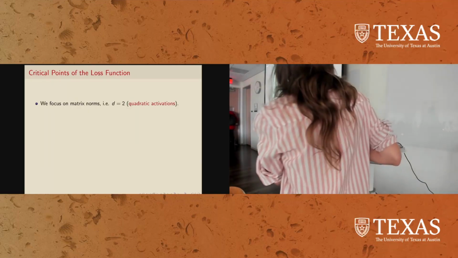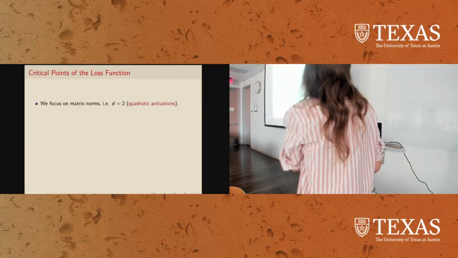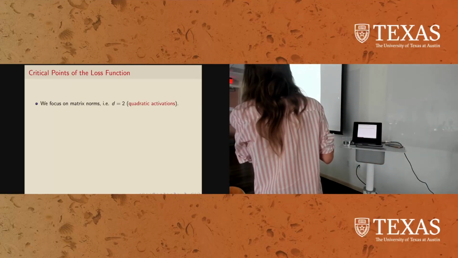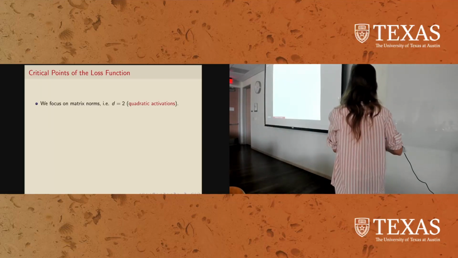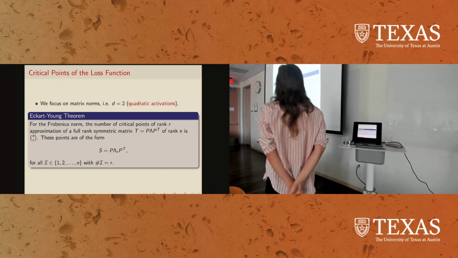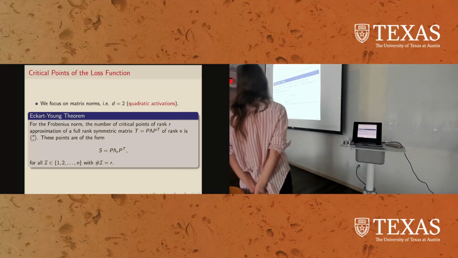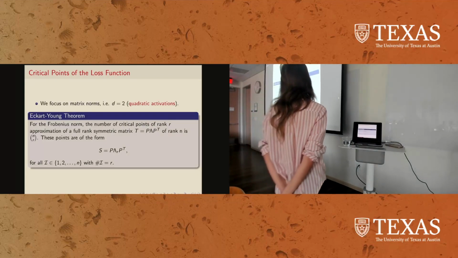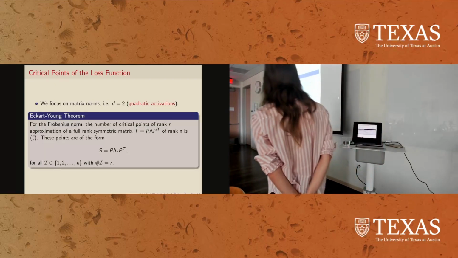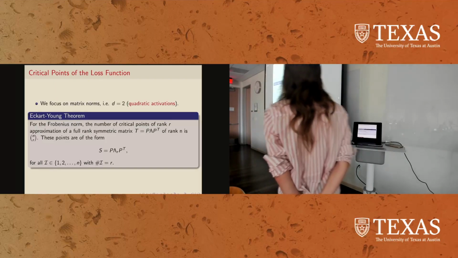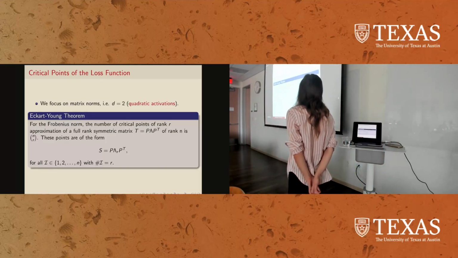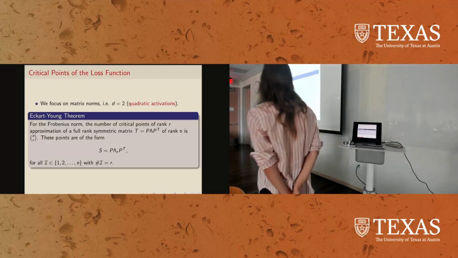Okay, so now let's talk about the critical points of this loss function, and we focus on quadratic activations. So basically, we focus on the matrix case, where the tensors are matrices. You may recall the Eckart-Young theorem that says that for the Frobenius norm, the critical points of rank R approximation of a symmetric matrix come from the eigendecomposition of that matrix. And furthermore, the number of solutions is n choose R.